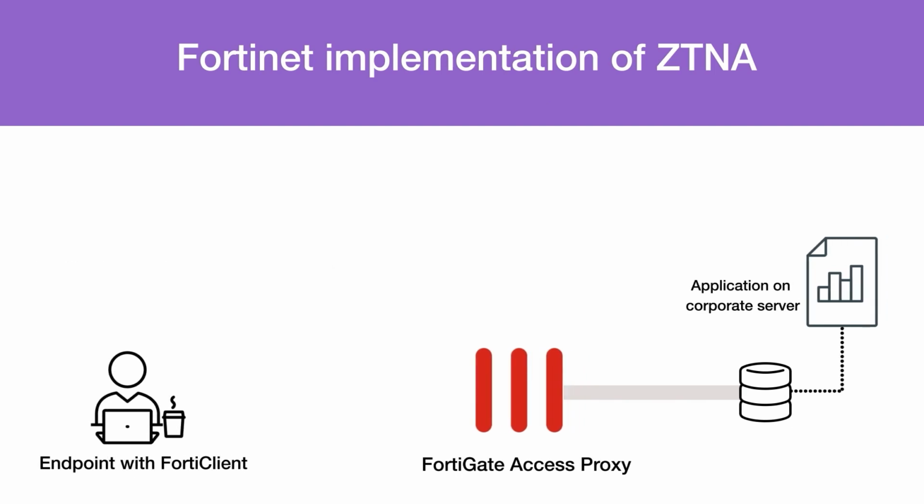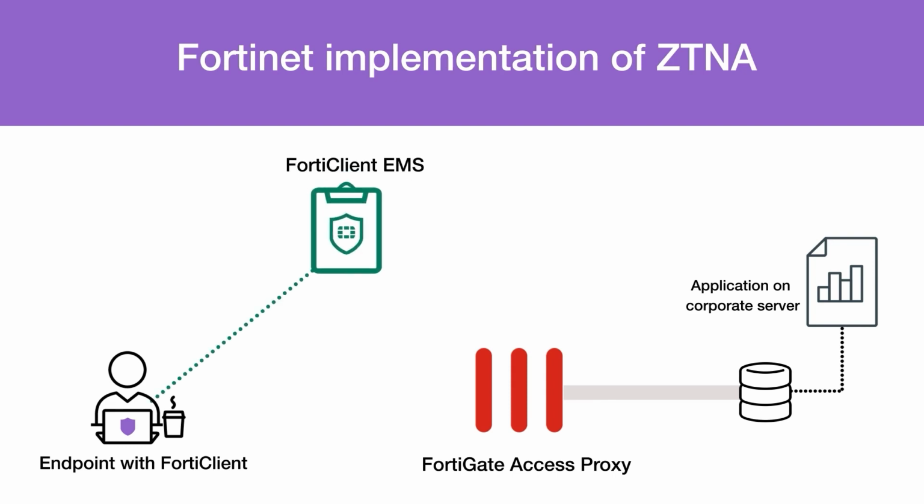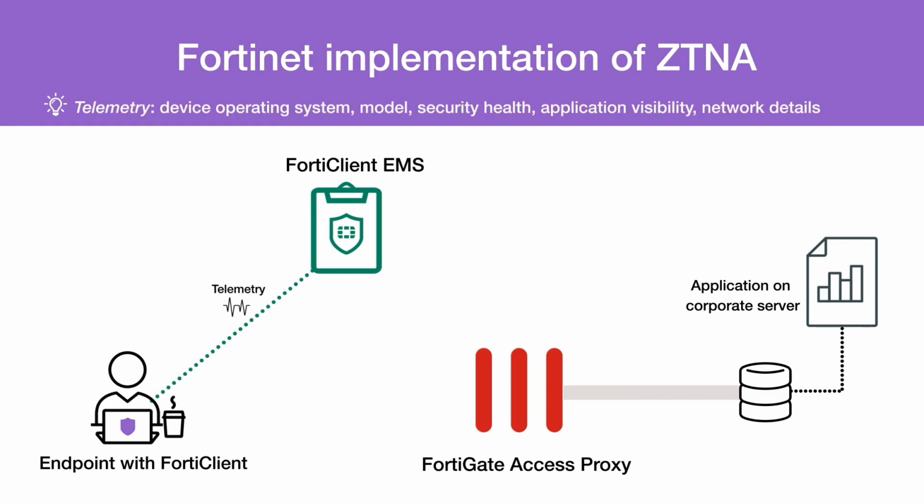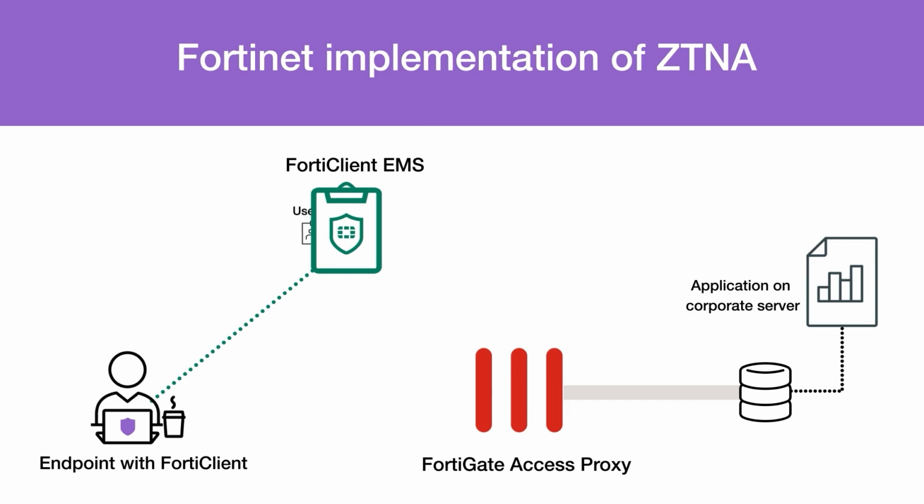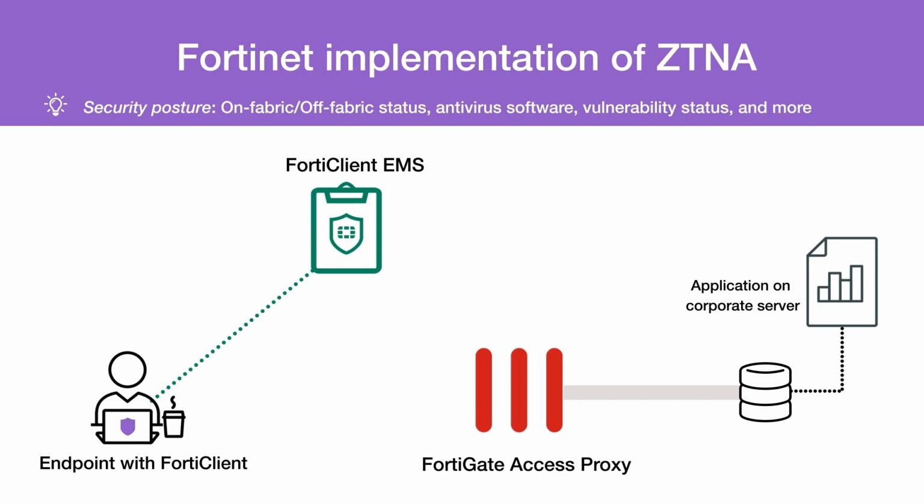The endpoint has migrated from SSL VPN, so FortiClient is already installed, and FortiClient is registered to the FortiClient EMS server. FortiClient EMS collects the following information from FortiClient when it registers to the EMS: endpoint telemetry, which includes network details, operating system, device model, application visibility, device security, health, and others. Log-on user information and security posture information, which includes on-Fabric or off-Fabric status, antivirus, software, vulnerability status, and more.